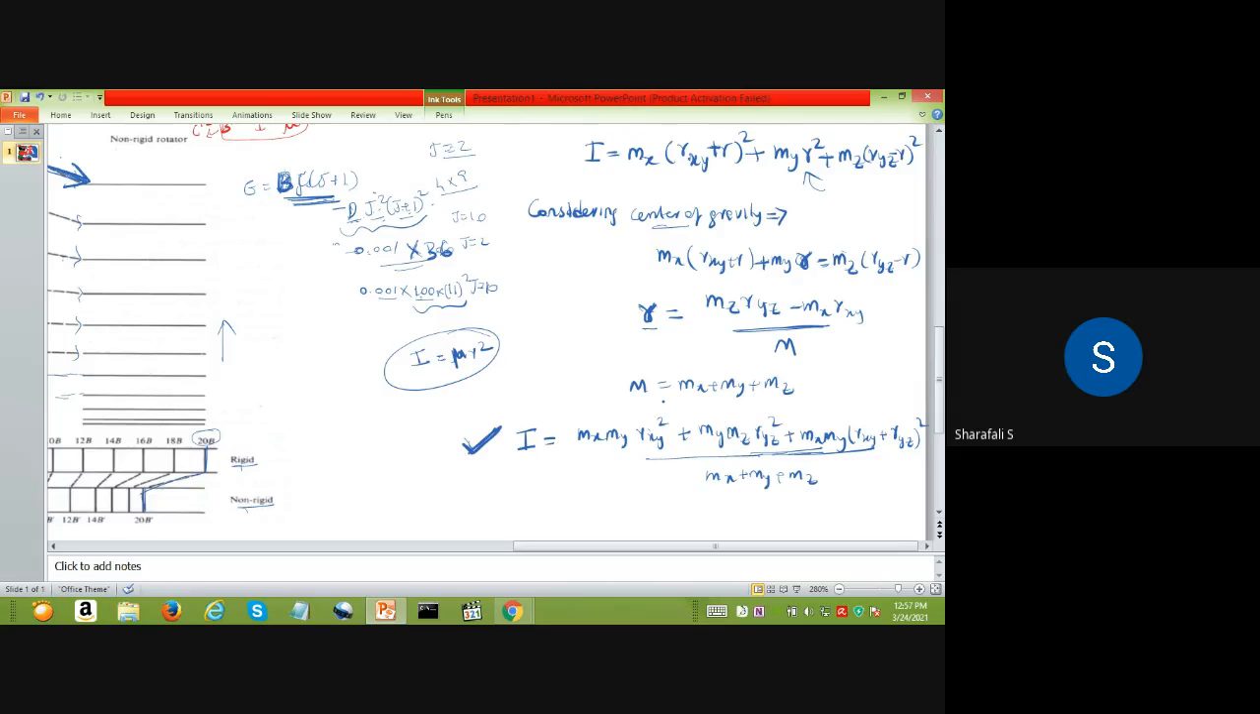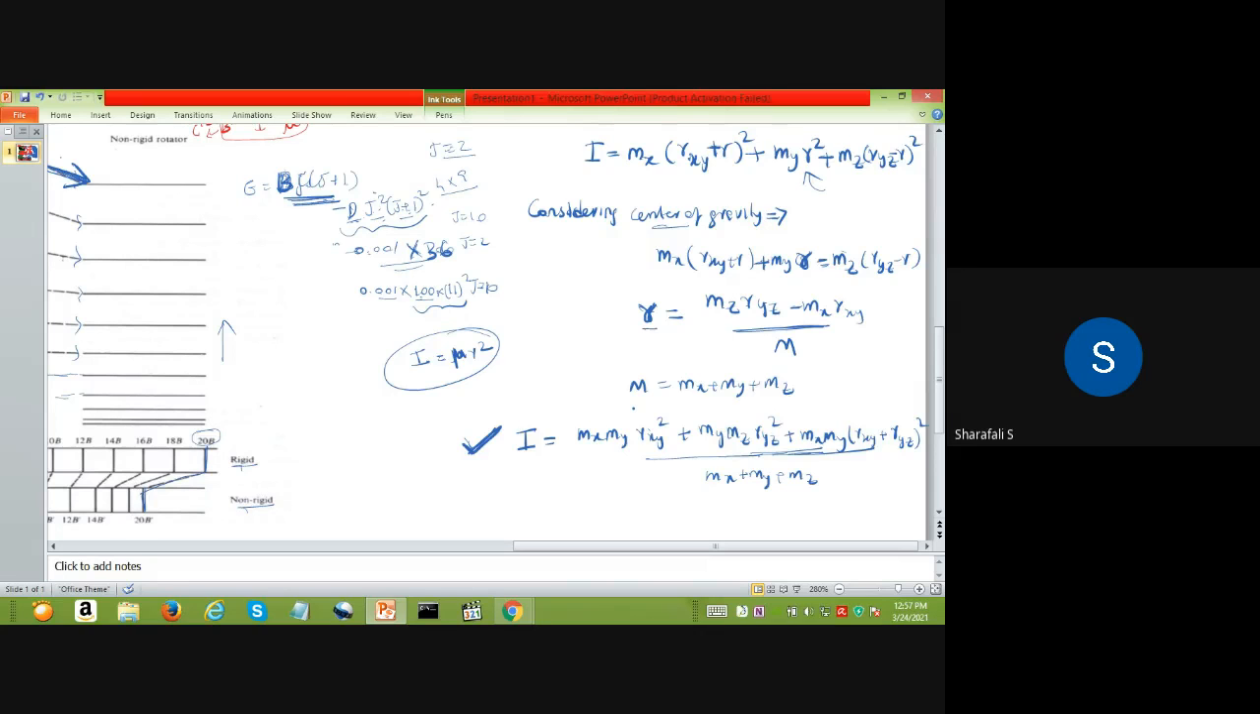So this is the moment of inertia for the triatomic molecule, and from this we can easily see that the moment of inertia associated with polyatomic molecules will be higher as compared to that of the diatomic molecule. Hence the B value of polyatomic molecules, or molecules with a higher number of atoms, will be smaller as compared to the diatomic.